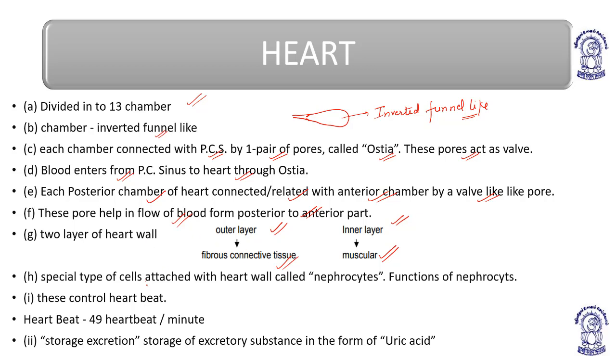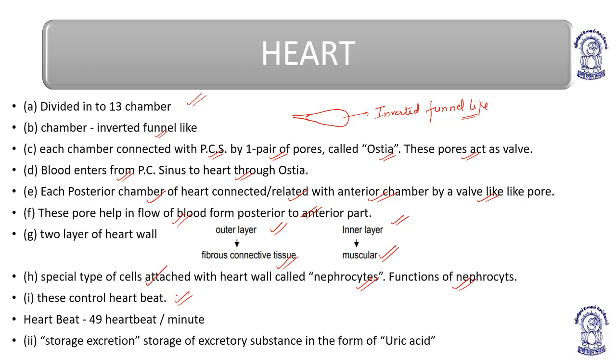A special type of cells attached to the heart wall are called nephrocytes. The function of nephrocytes in the cockroach is to help control the heartbeat. The movement of blood is from the posterior to the anterior part with the help of pores. The heart is made up of two layers: the outer wall of fibrous connective tissue, and the inner wall of muscular tissue.